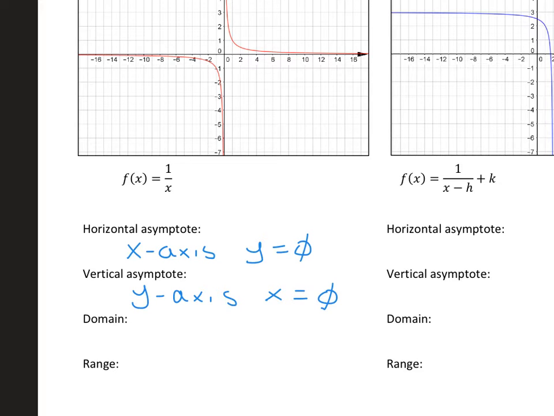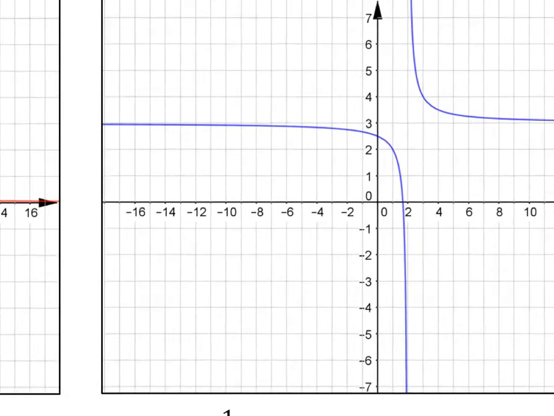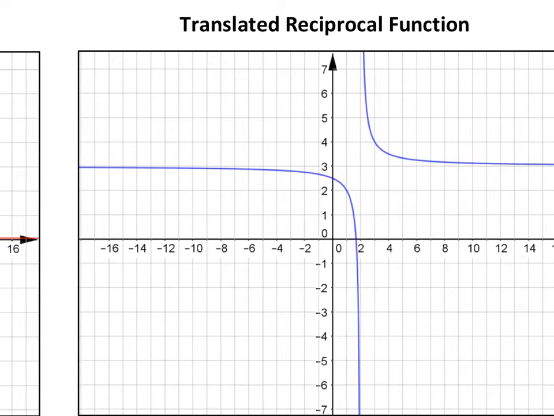Our domain is all real numbers except x cannot equal 0. And likewise, the range is all real numbers except y cannot equal 0. So hence the asymptotes. So what does it look like when we translate the reciprocal function?